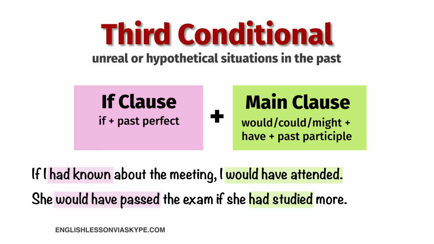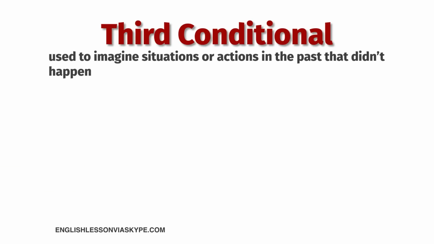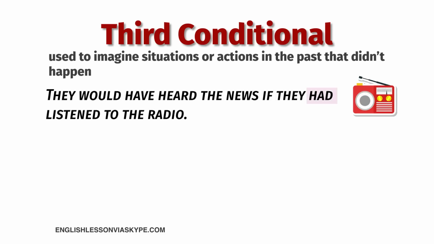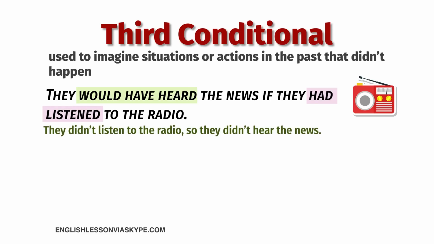And then in the main clause, or the second clause, we use would or could or might with the "have" and the past participle, okay? So let me give you an example of that. We're using the third conditional to imagine situations or actions in the past that we know are the opposite of the facts as they are. For example, they would have heard the news if they had listened to the radio. Well, they weren't listening to the radio. We know they weren't. But if they had listened to the radio, they would have heard the news.